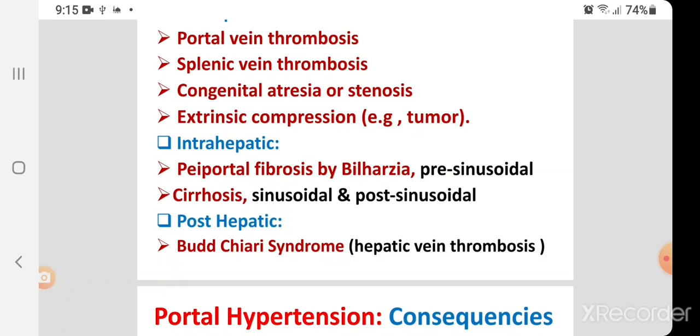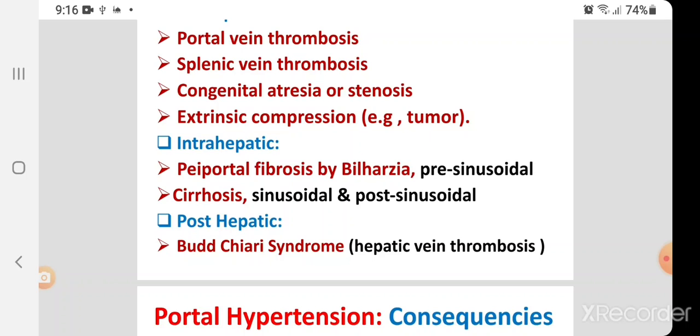And this causes cirrhosis, and cirrhosis is a more difficult and more complicated disease than periportal fibrosis. Periportal fibrosis is simple. If you can control the bleeding from severe varices, almost the patient will live normally. But in cirrhosis, the liver is damaged. The liver cells are damaged.